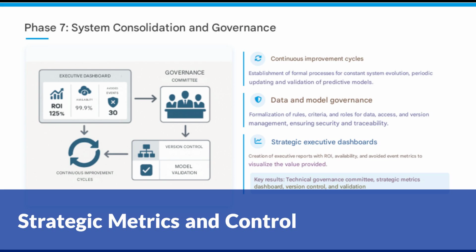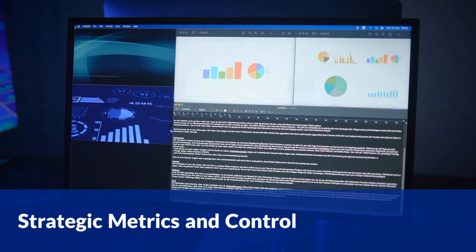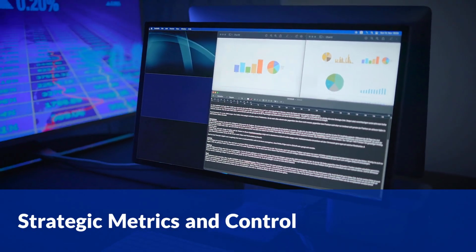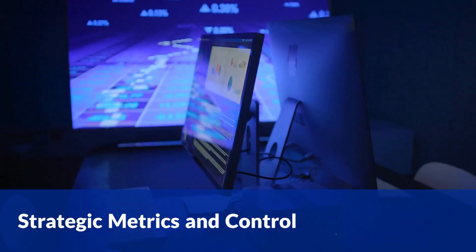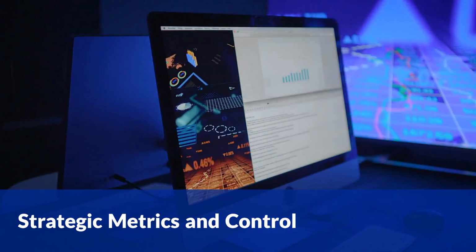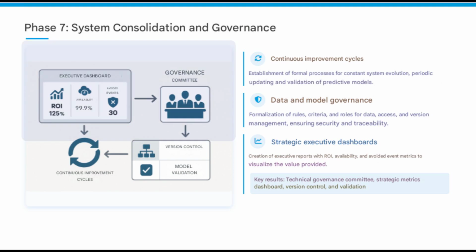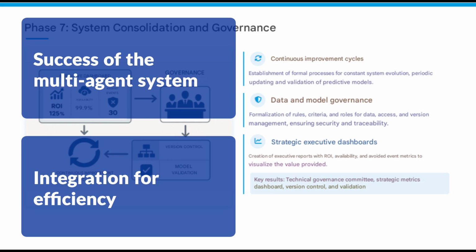A technical governance committee, composed of experts from different areas, is established to oversee the system's evolution. A panel of strategic metrics is defined, including return on investment, ROI, fleet availability, and events avoided thanks to system intervention. Rigorous version control is implemented for AI models, along with periodic validation processes. This phase ensures that the multi-agent system is not a static solution, but a living architecture that continuously adapts and improves. Proper governance is key to maintaining the system's relevance and value over time.